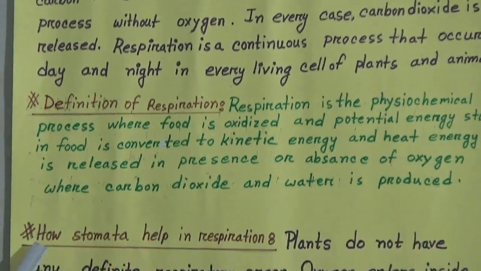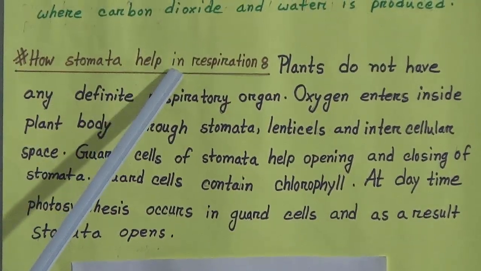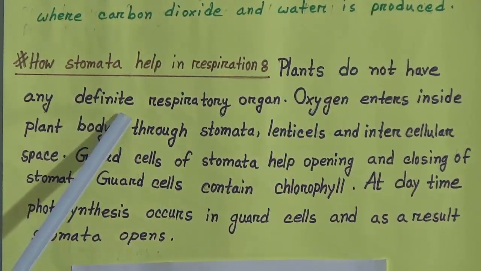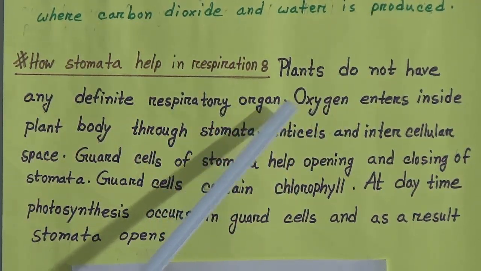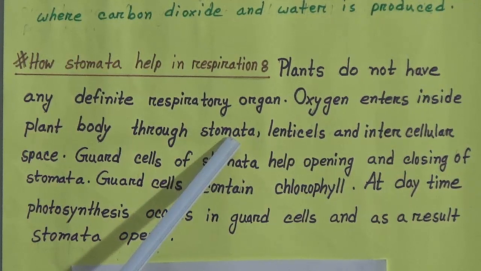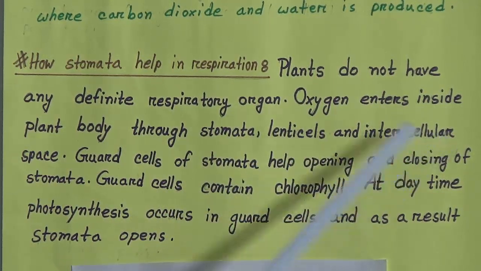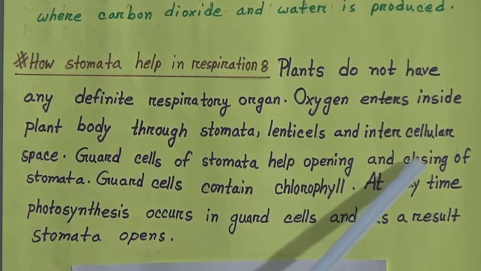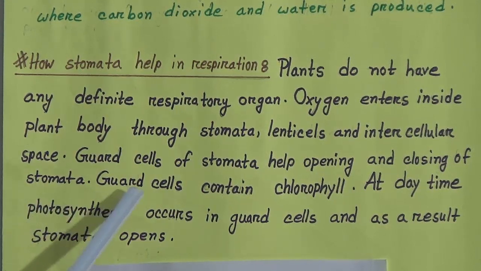Now the next is how stomata help in respiration. Plants do not have any definite respiratory organ like animals. Oxygen enters inside the plant's body through stomata, lenticels and intercellular spaces. Guard cells of stomata help in opening and closing of stomata. Guard cells contain chlorophyll. At daytime, photosynthesis occurs in guard cells and as a result, stomata open.